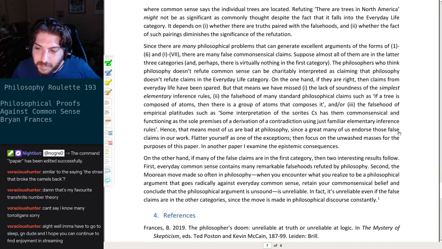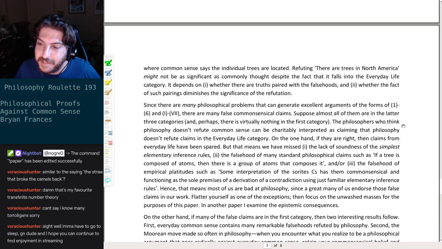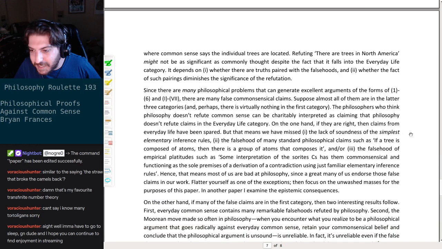I think the target of this argument is a little funky right here at the end. But yeah, this is a fun paper anyway, because if you take the standard line of how things are, then this paper might actually mean something to you. Because the simplest elementary inference rules, as they say right here, you think you're using these grounded elementary inference rules, but even using those seems to get you into trouble.